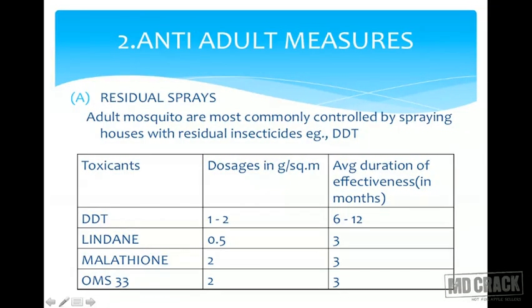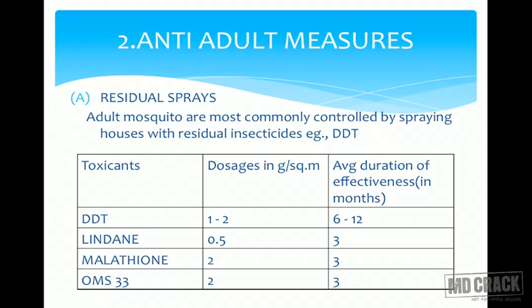Anti-adult measures. You have, as I said, residual sprays. Adult mosquitoes are mostly controlled by spraying houses with residual insecticides such as DDT. What you see here is a table of toxicants, dosages and average duration of effectiveness. DDT dosage is 1 to 2 gram per square meter and the average duration of effectiveness is about 6 to 12 months. So that is a very long duration. Compare it with others: lindane, malathion and OMS are only 3 months, whereas DDT is about 12 months and frequently it lasts for about 18 months.